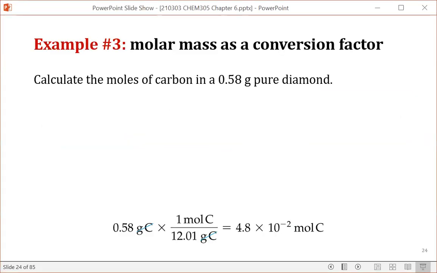Okay, so let's do this one. I give you the final answer down below so you can work through it on your own. Quickly pause the video and then check your answer, but I'll go through it as well. So calculate the moles of carbon in a 0.58 gram pure diamond.